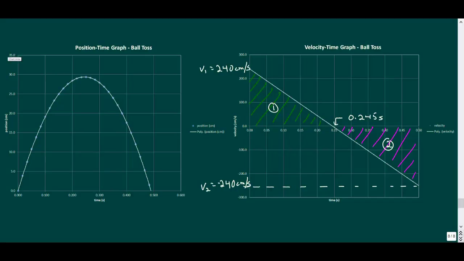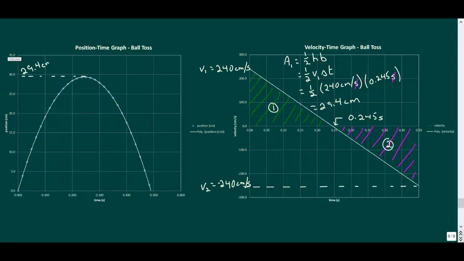Unlike the linear motion, these areas are triangles, so the formula is half the height times the base. But our height is our initial velocity, while our base is the time interval for the first half of the flight. If we substitute these with the values from the graph, again paying attention to units, we find the area is 29.4 centimeters. This is awesome because that's how high the ball rises on the position time graph, so it looks like our relationship still works.